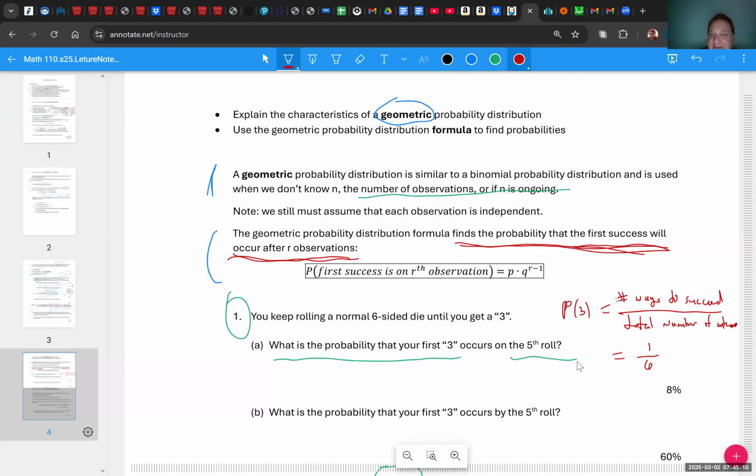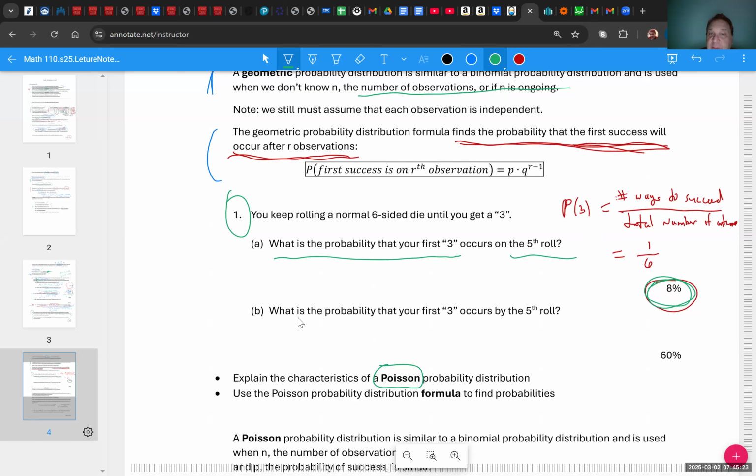Probability that your first 3 is on the 5th roll, that's the 8% that we just saw on StatCrunch. Let me do it in green so it looks a little bit different for color-sided folks. Okay. What is the probability your first 3 occurs by the 5th roll?